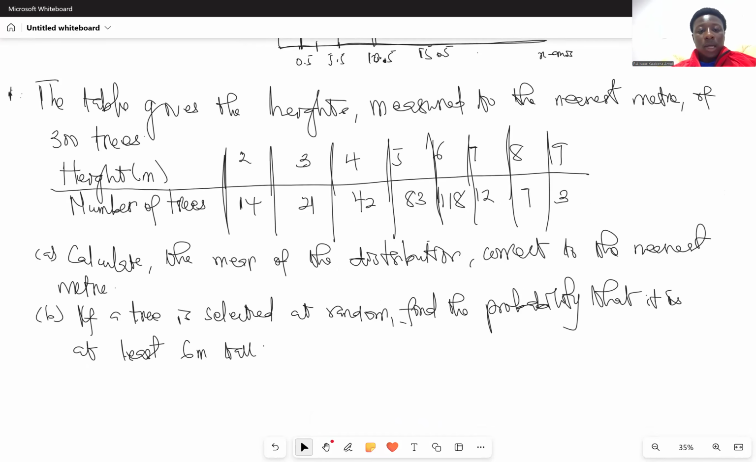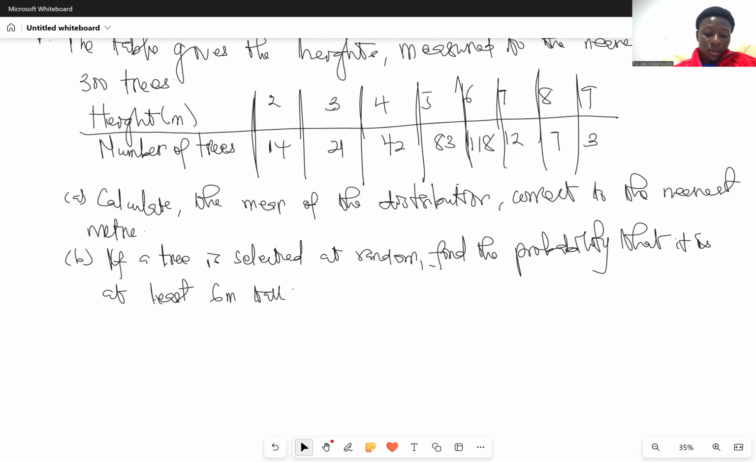Okay, so you are to calculate the mean of the distribution. And we are being asked to correct to the nearest meter. Then B, if a tree is selected at random, find the probability that it is at least 6 meters tall. So finish writing and let's look at that. So solution.